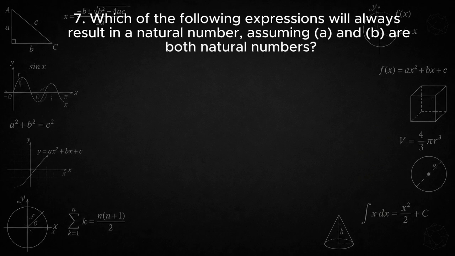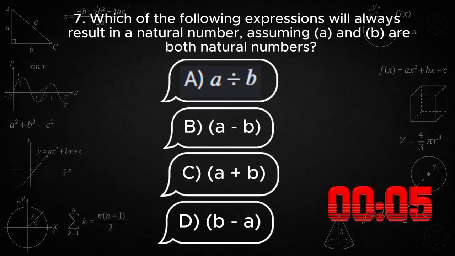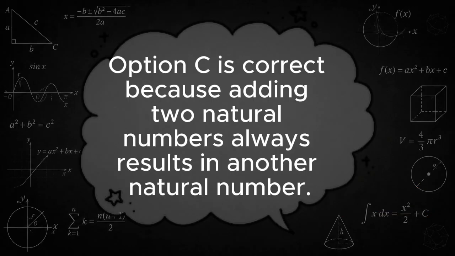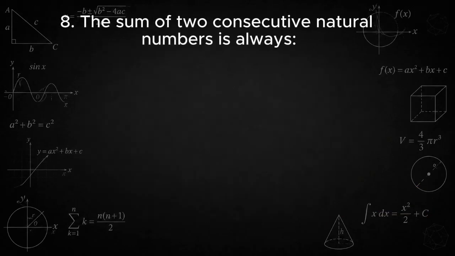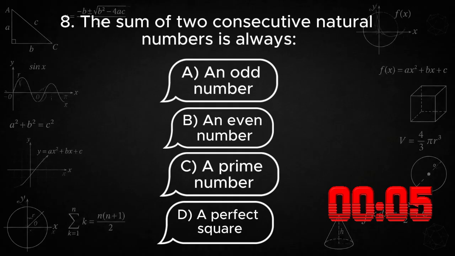7. Which of the following expressions will always result in a natural number, assuming a and b are both natural numbers? 8. The sum of two consecutive natural numbers is always.